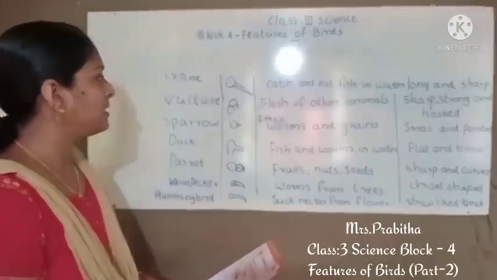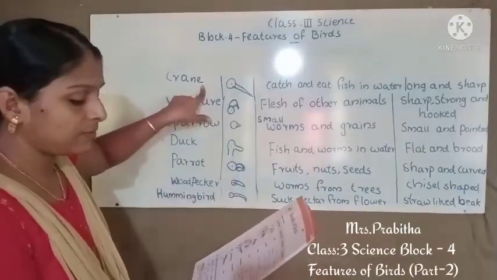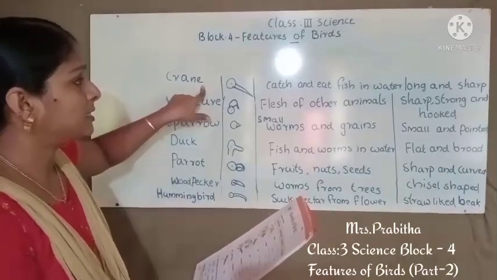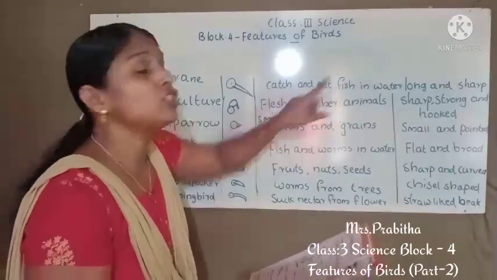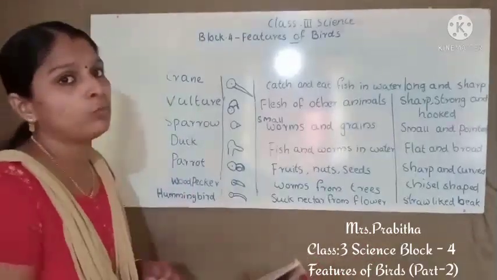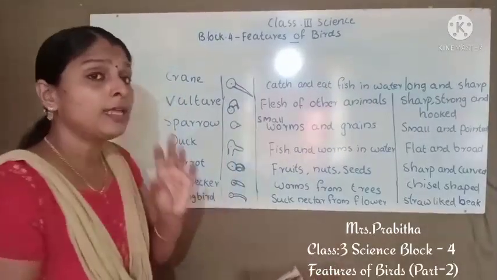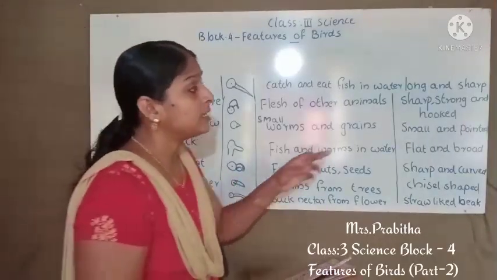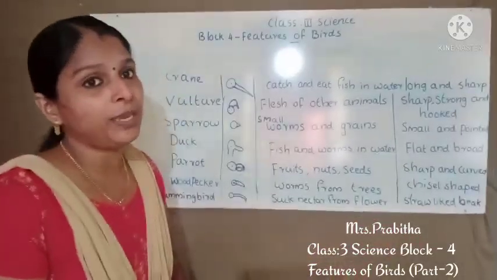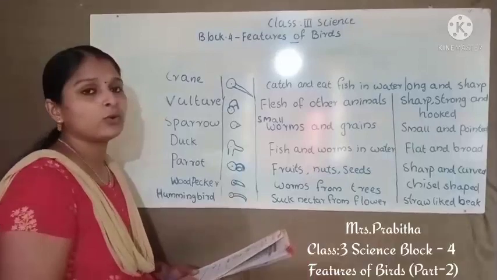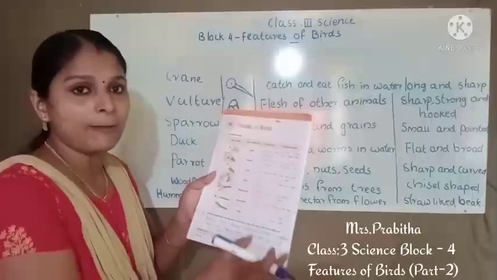Okay. Then one more is there. Which is that? Yes, it is crane. Last one, it is crane. What do these cranes eat? Yes, cranes catch and eat fish in water. Catch and eat and all, no need to write. Just write fish in water. Then how does it look? Yes, it is a long and sharp beak. Okay, this much only you have to write about the beak of birds. I hope everybody understood how to complete these two columns.